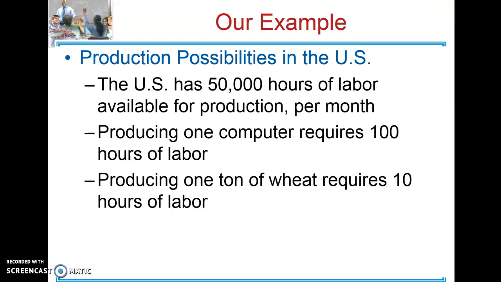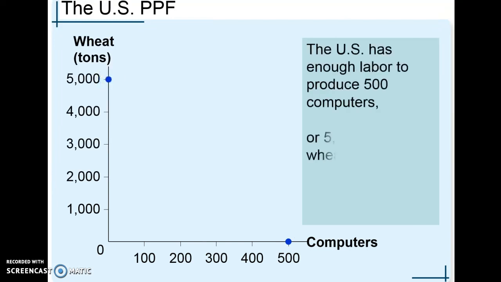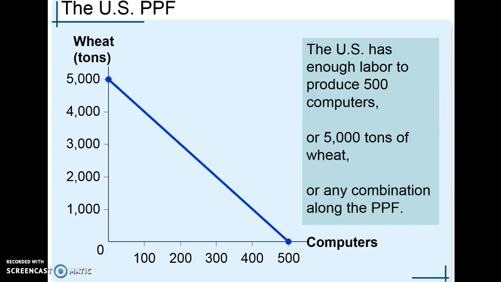Production possibilities in the U.S. The U.S. has 50,000 hours of labor available for production each month. And producing one computer requires 100 hours of labor, and producing 1 ton of wheat would require 10 hours of labor. So we're going to graph that here. So 500 computers or 5,000 tons of wheat. Connect the two lines, and we have our production possibility frontier.